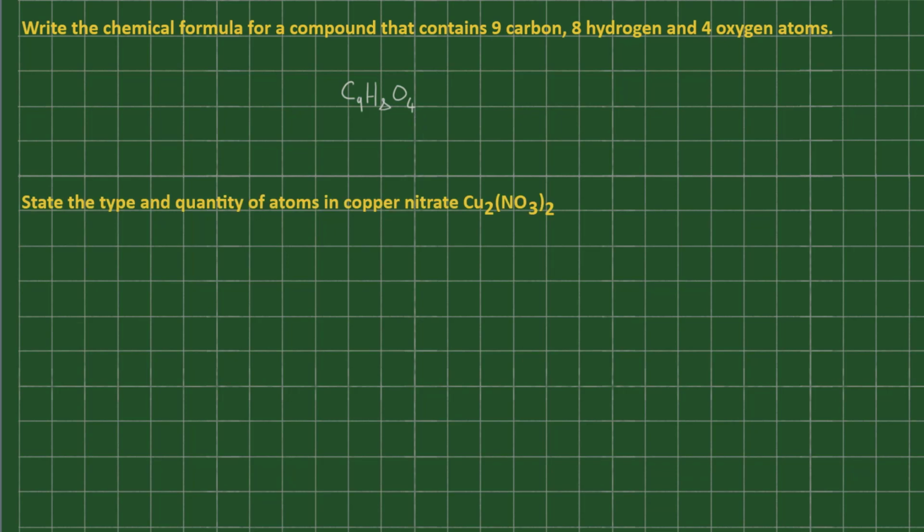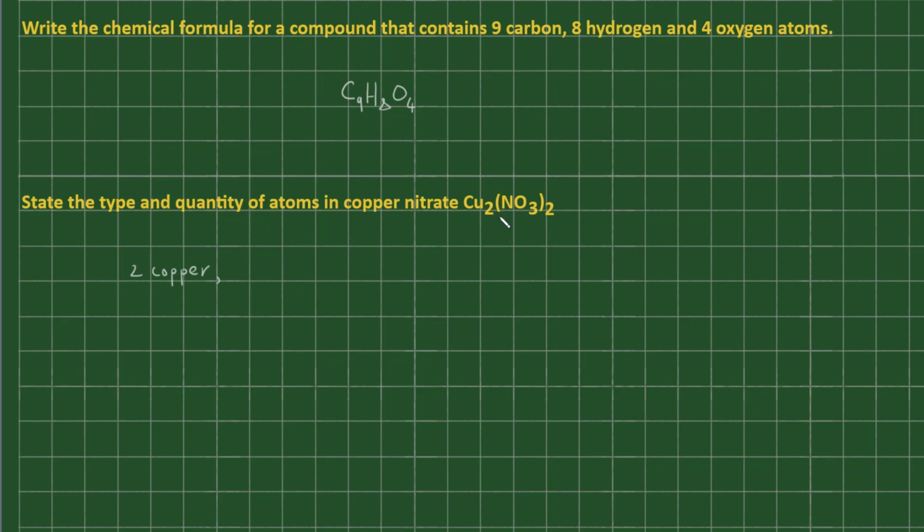It's a little bit trickier. I have been given a formula, Cu2, and then in brackets NO3, close brackets 2, and I need to list the type and quantity of atoms. Okay, so let's analyze this formula. Capital C lowercase u is the chemical symbol for copper. The 2 that follows the symbol tells me that I have 2 copper atoms.